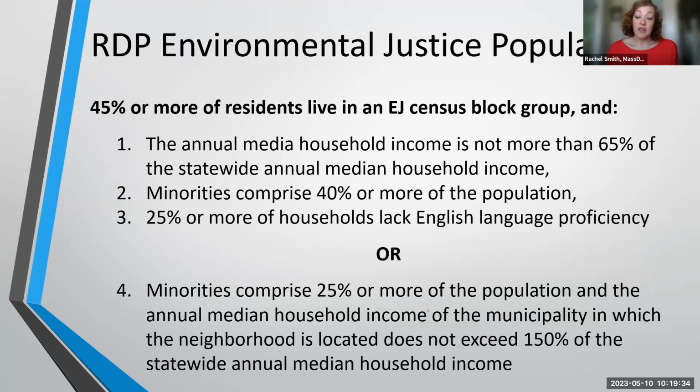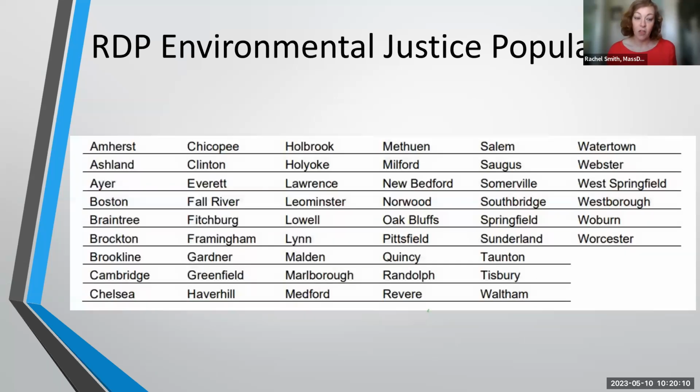The point is that in order to be considered in this subset for RDP grant purposes, we require a community to meet this criteria. They either have to meet items 1, 2, and 3, or item 4. For either option, they have to have at least 45% or more of their residents live in an EJ census block group. From there, we came down with a narrowed list of municipalities that meet these criteria and have 45% of residents. This is the list for 2022.